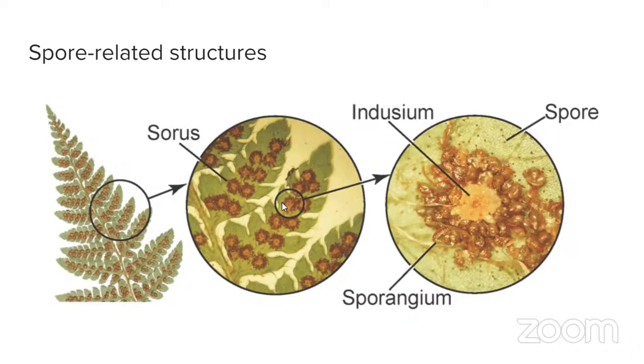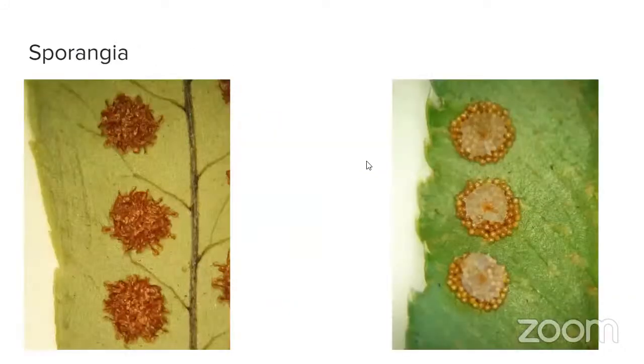So each little circle is a sorus. Maybe has a structure covering over some part of it, the indusium. Each little tiny circle within the larger circle is a sporangium. And then the spores are the little dots that are going to get flung around.